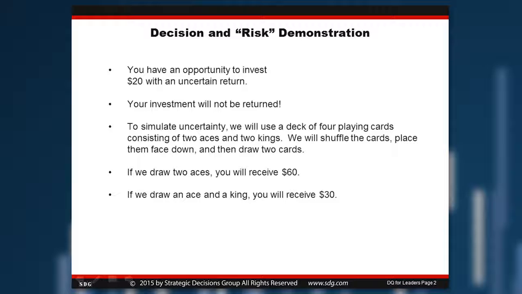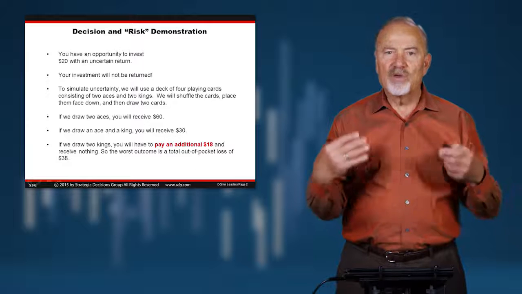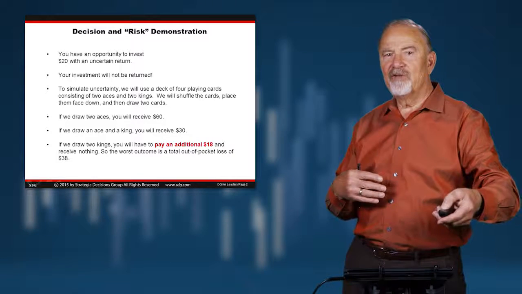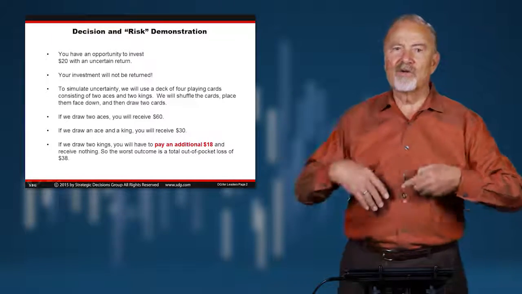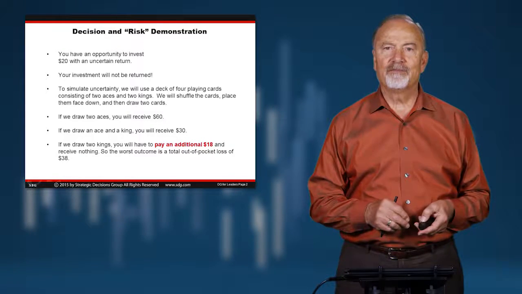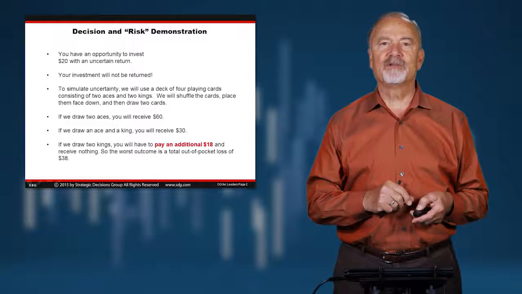You get $30. But if you have 2 kings, now it's kind of bad because not only are you out your initial investment, you have to pay an additional $18 and get nothing back. So the worst outcome is a total out-of-pocket of the $20 investment with another $18 that goes behind it to solve the mess that had been caused by the initial decision, okay? So think about that as a realistic investment opportunity.